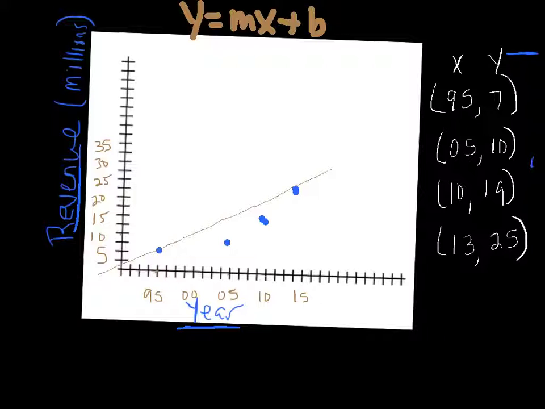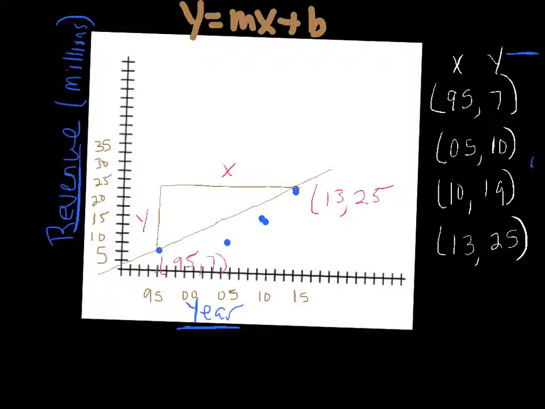Now we need our slope, okay? So my slope is going to be my rise and my run, all right? Okay, I'm going to go ahead and put the points. So this point here, my coordinate point was 95, 7, okay? And on the last one here, my point was 13, 25.